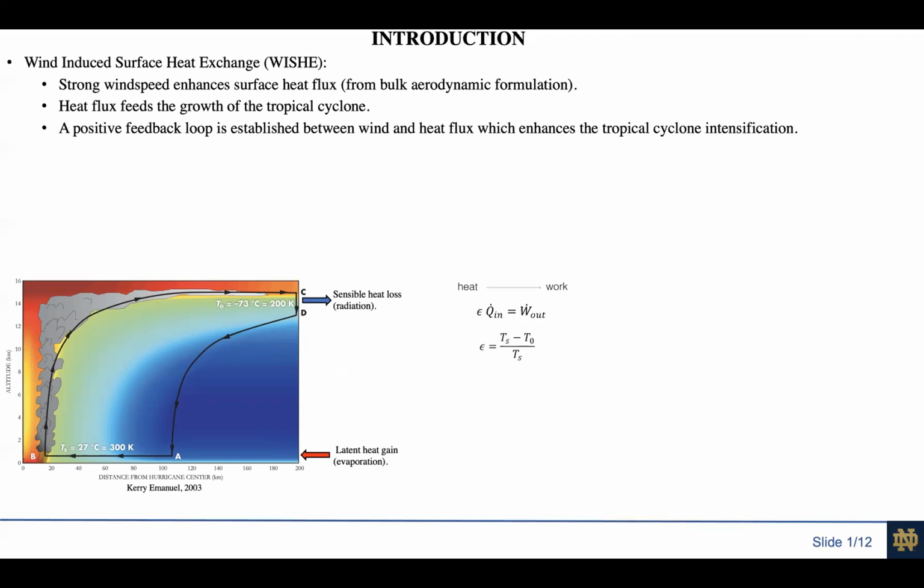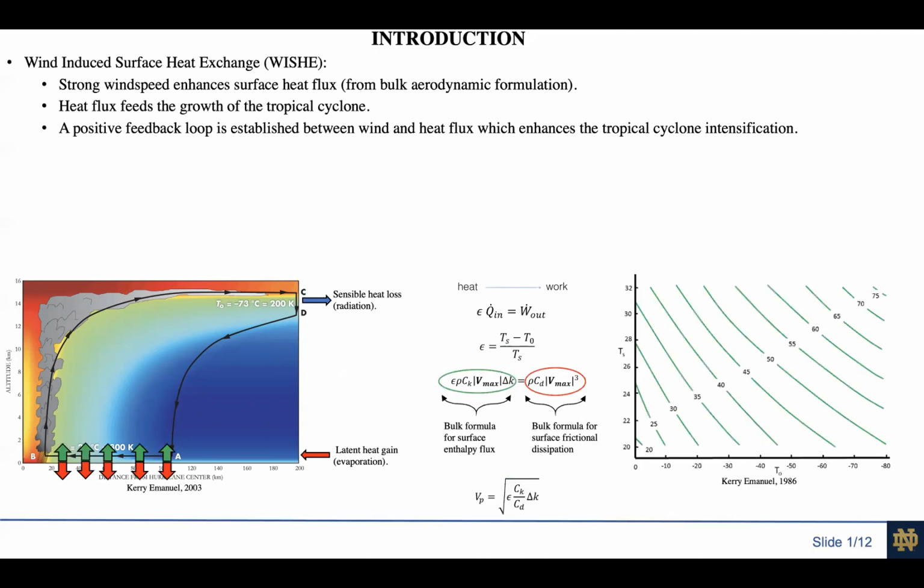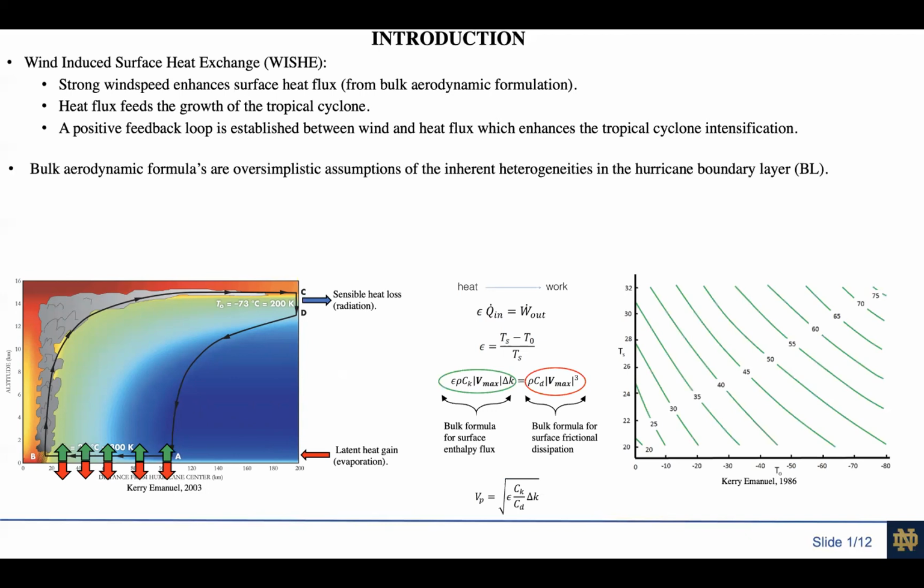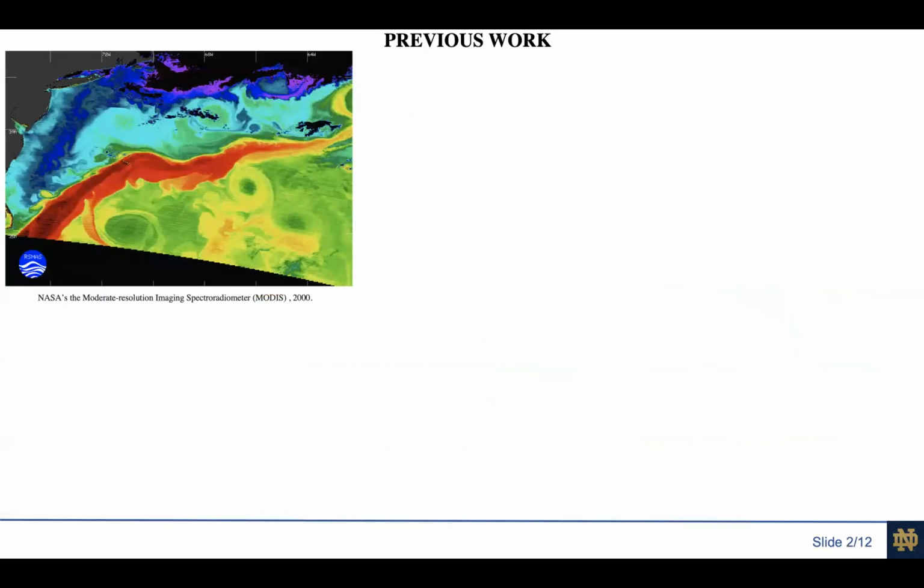One assumption in the WISHE theory of Kerry Emanuel is the representation of surface processes using bulk aerodynamic formulas, giving rise to the maximum potential intensity of hurricanes. However, the sea surface temperature is far from homogeneous. High-resolution satellite imagery from NASA's MODIS shows the existence of filament-type structures and warm and cold core eddies typically seen in the Gulf Stream.